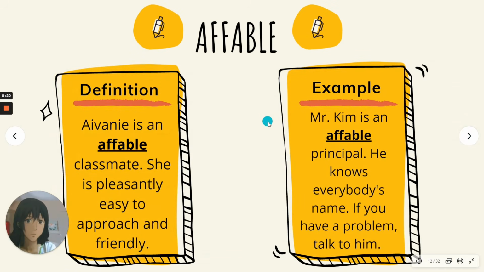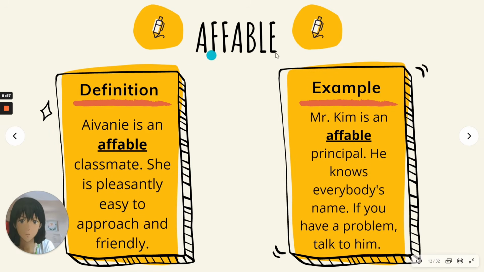Another example is "Ivany is an affable classmate. She is pleasantly easy to approach and friendly." So what does affable mean in this sentence? That's right. It means pleasantly easy to approach and friendly. How do we know? It's in the context clue, and we use the context clue definition.